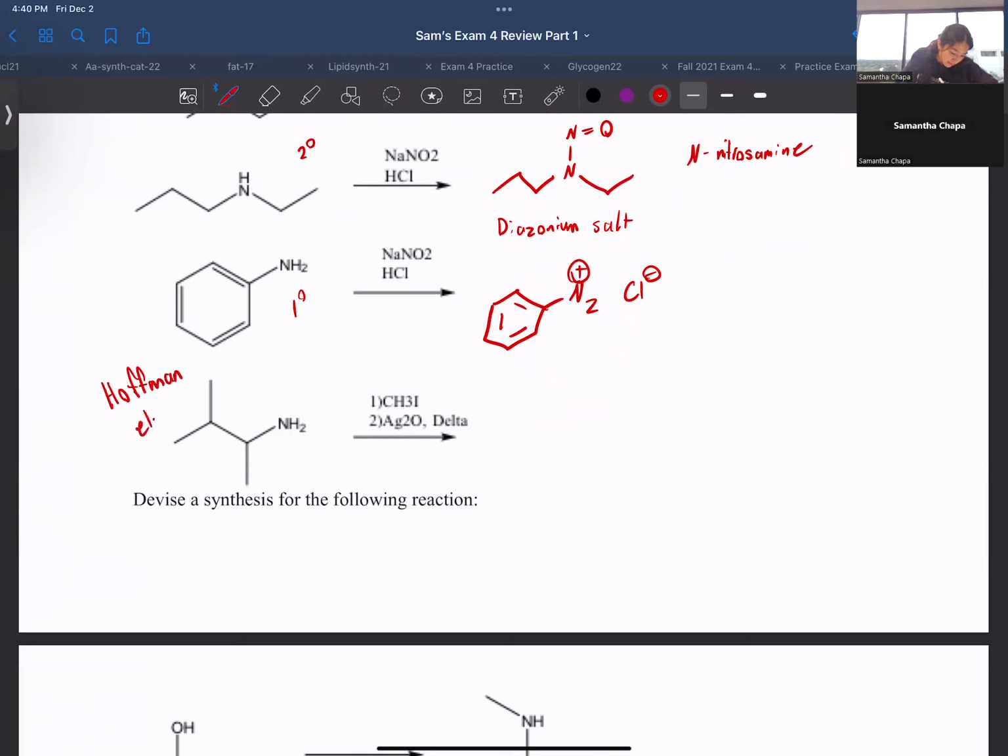Hoffmann elimination. What you need to know for Hoffmann elimination is that your major product is going to be the least substituted. So major. So I would ask your professor if they want you to write both of them and label the major one. But in this one, I'm going to write both of the elimination products and then I'll label.